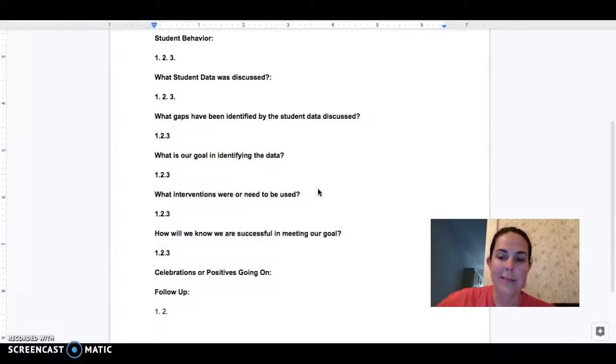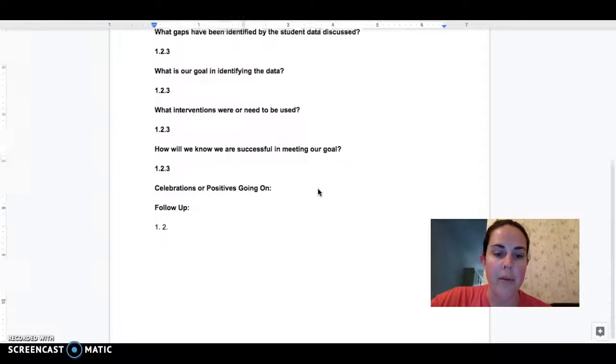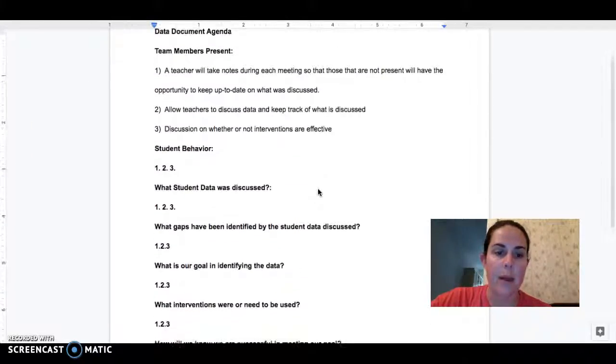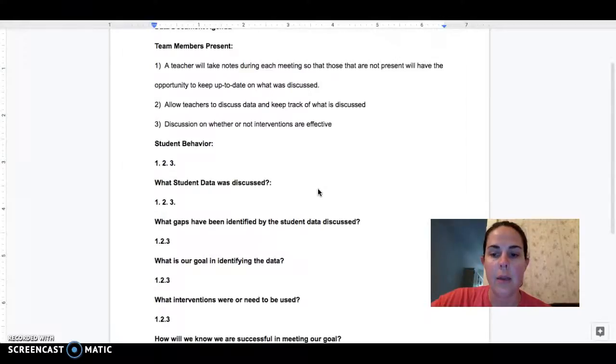Like I said, this document is not perfect in any way, but I think it's a beginning and something that can help teachers keep track and to decide what needs to be discussed at meetings.